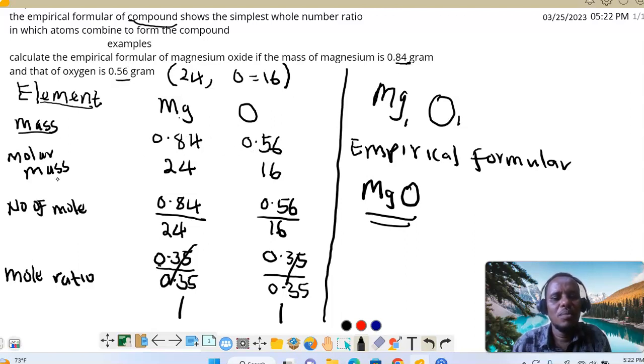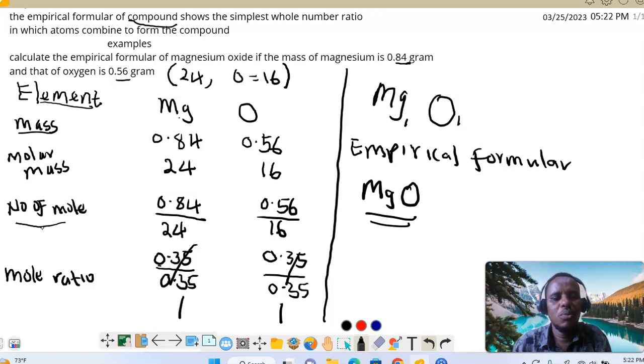Then you write the molar mass, the values that are in the bracket. 24 is for magnesium and oxygen is 16. So under magnesium you write 24, and under oxygen you write 16. Then the next step is the number of moles.